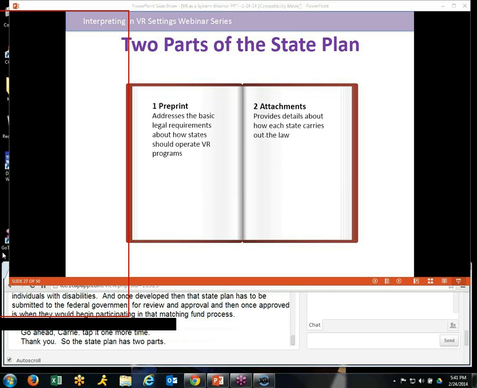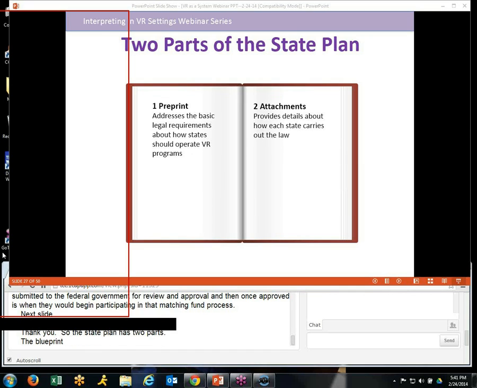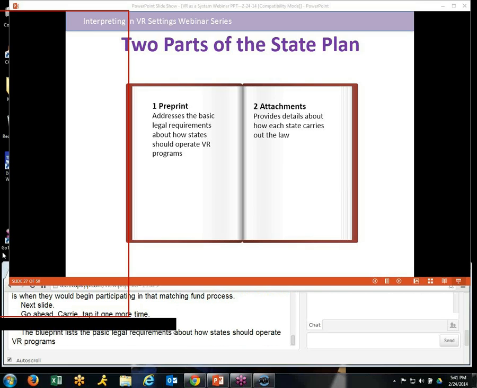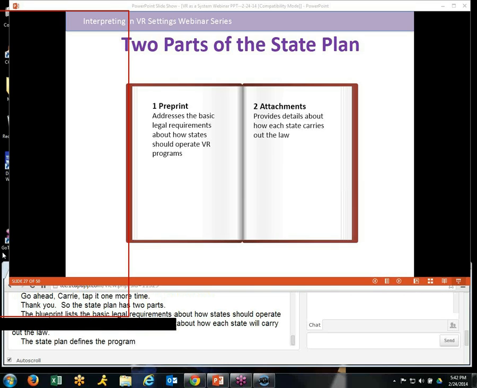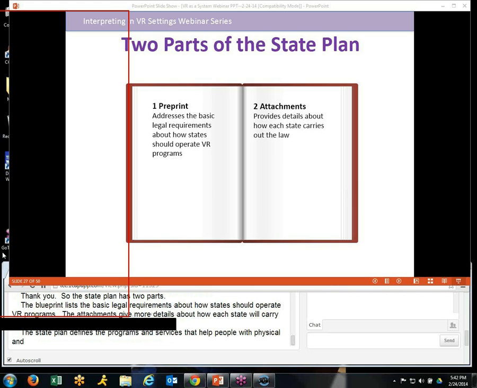The blueprint lists the basic legal requirements about how states should operate VR programs. The attachments give more details about how each state will carry out the law. The state plan defines the programs and services that help people with physical and mental disabilities go to work, become self-sufficient, and stay independent in their homes and communities.